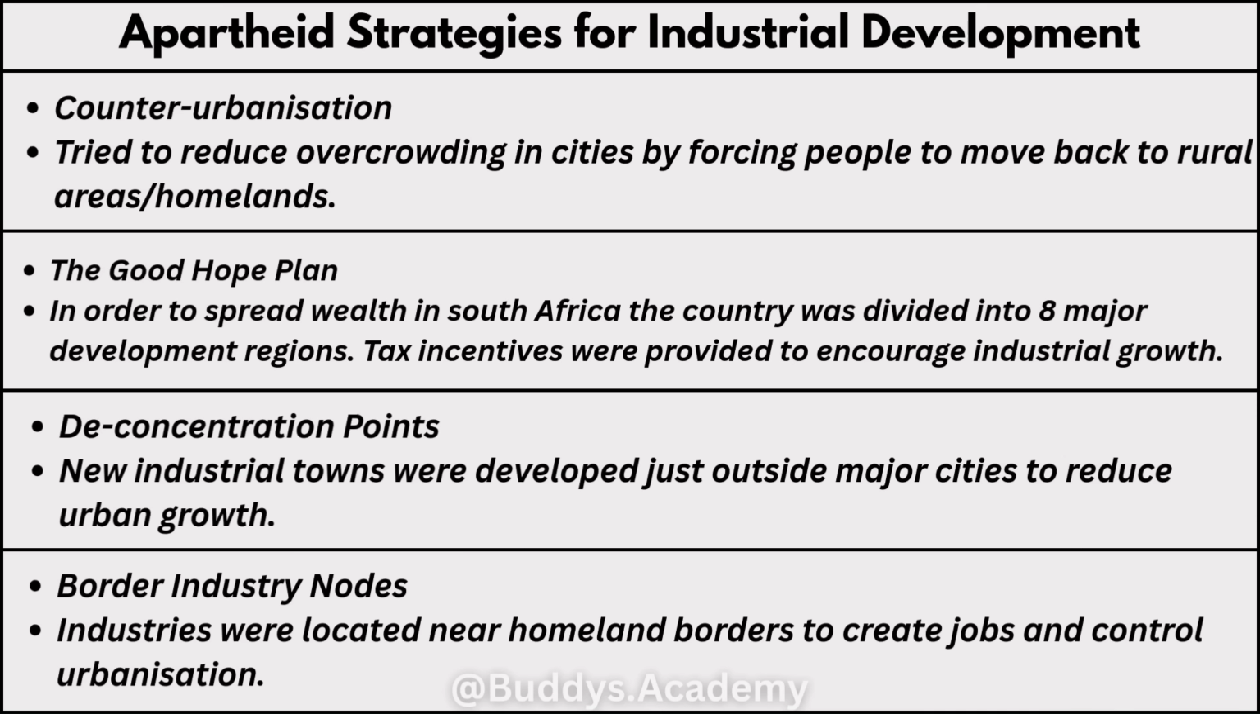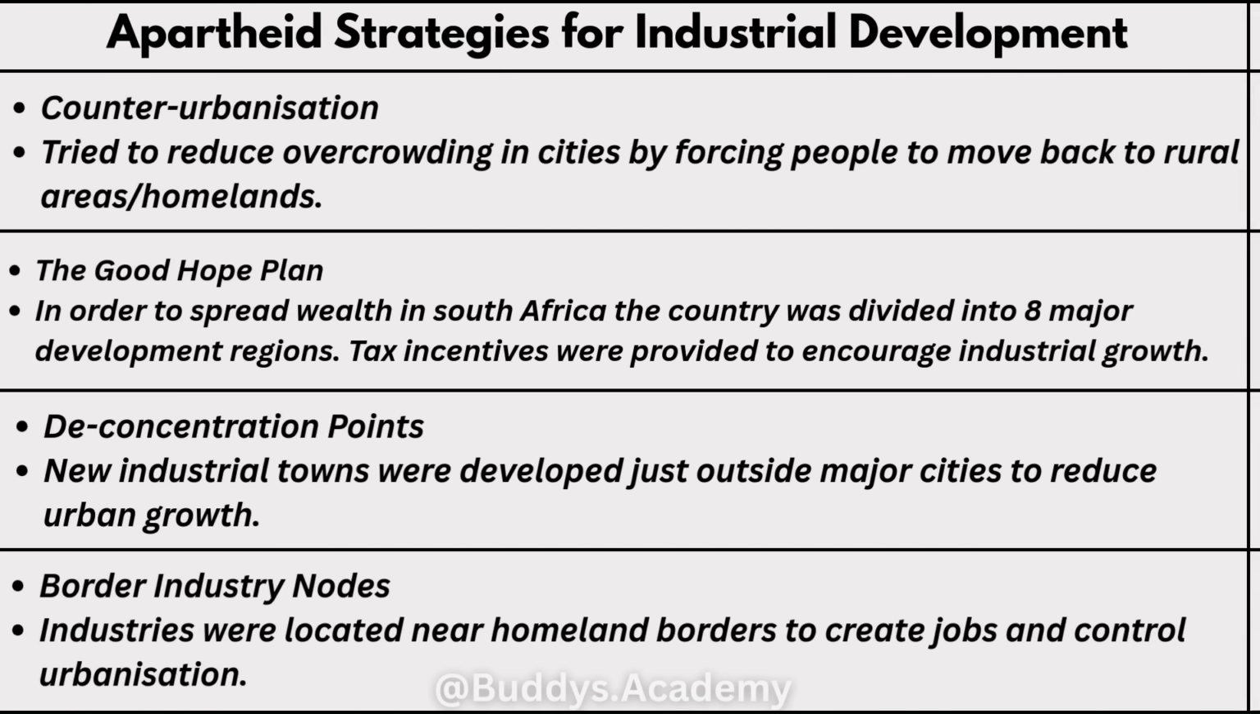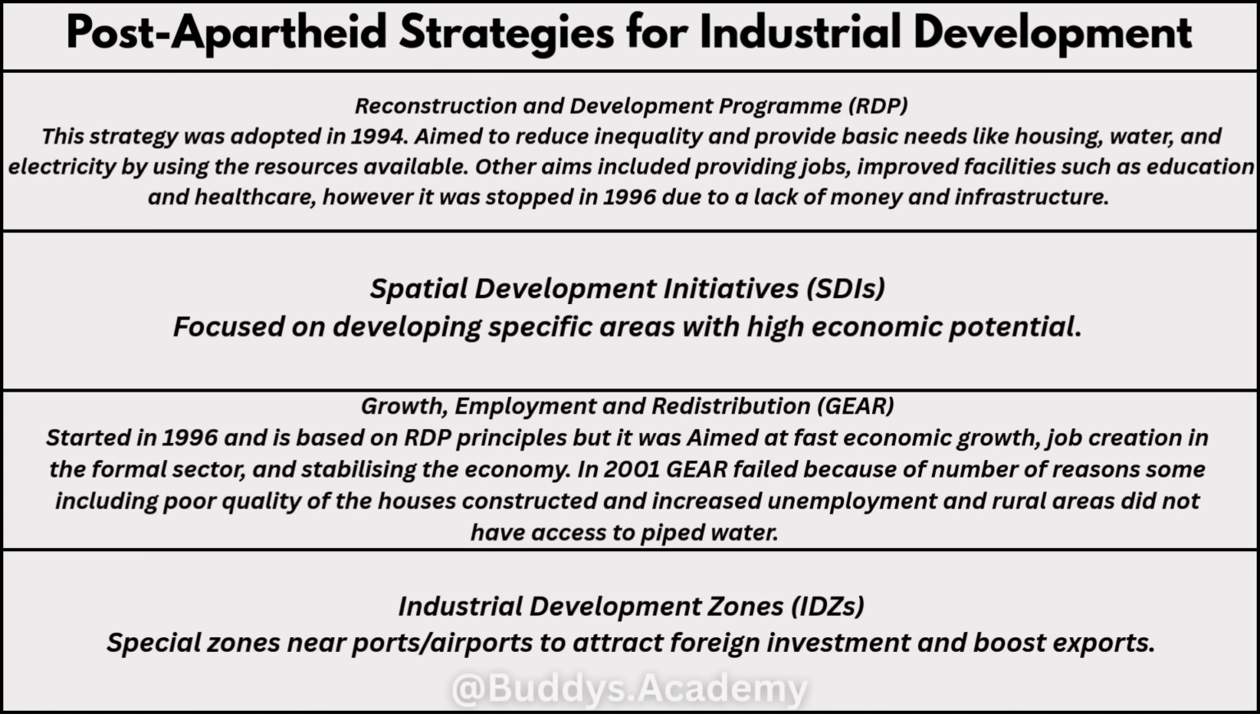We had your deconcentration points, so new industrial towns were developed just outside of major cities to reduce urban growth. And we had your border industry nodes, so industries were located near homeland borders to create jobs and control urbanization. Now, in terms of your post-apartheid strategies, the first strategy will be your reconstruction and development program, so your RDP. Now, this strategy was adopted in 1994 and it was aimed to reduce inequality and provide basic needs like housing, water and electricity by using the resources available.